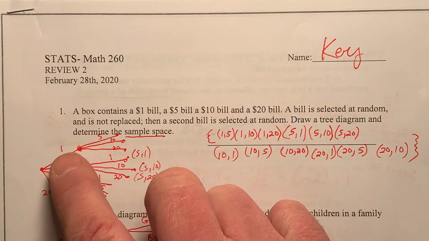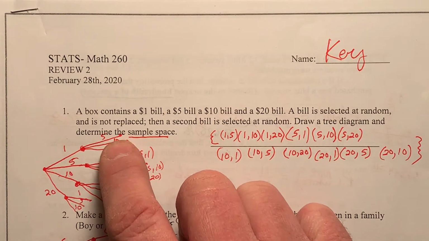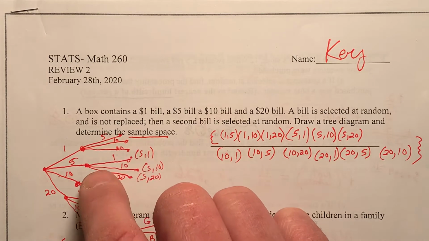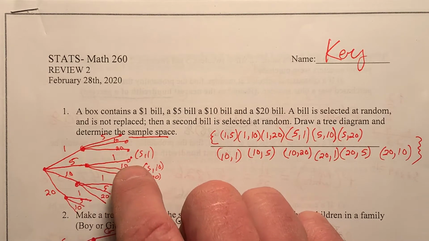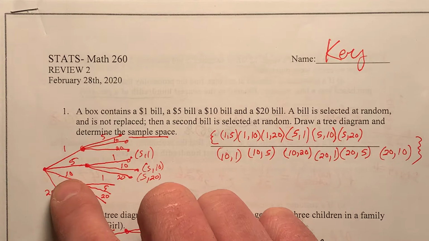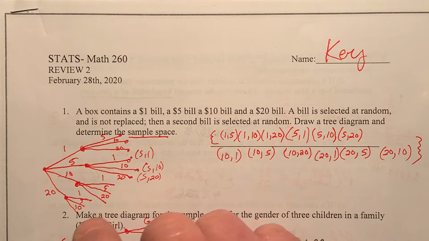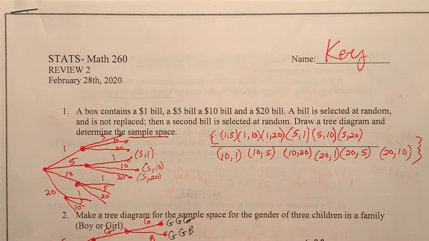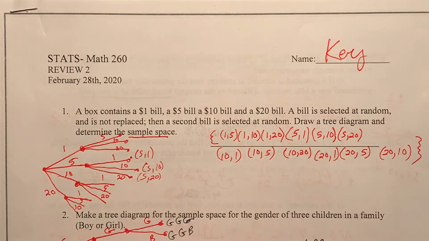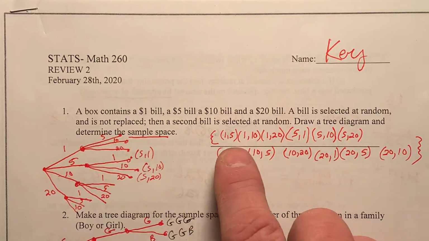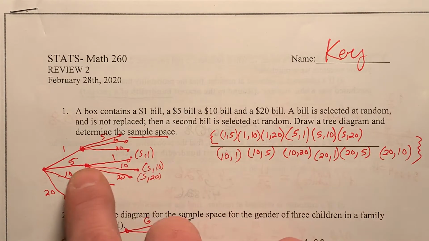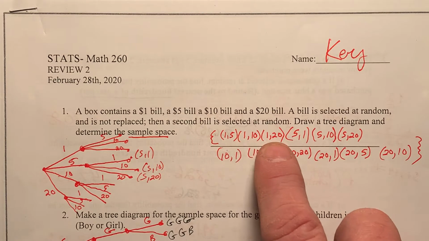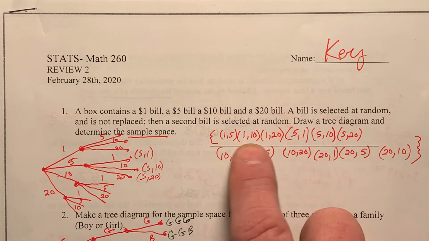Off of the branch, if I pull a 1 out, there's not a 1 left inside anymore. So there's a 5, a 10, and a 20, so there are 3 branches off of that. If I pull a 5 out, there's a 1, a 10, and a 20. If I pull a 10 out, there's a 1, a 5, and a 20. And if I pull a 20 out, there's a 1, a 5, and a 10. At the end of each one of these branches, 1 and 5, that's the sample space. 1 and 10, 1 and 20. So that's all of the possibilities if you pull a $1 bill first.